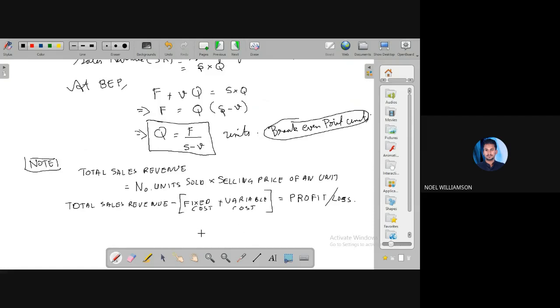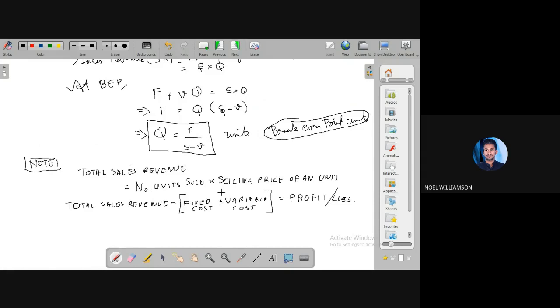Okay. Now, at BEP, that is a break-even point, what is the profit? That is, profit will be 0. And when the number of units sold is less than BEP, there will be a loss. And when the number of units sold is greater than BEP, there will be profit. So these were the things.